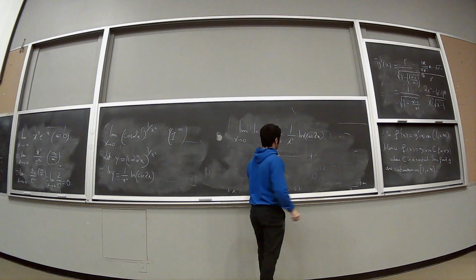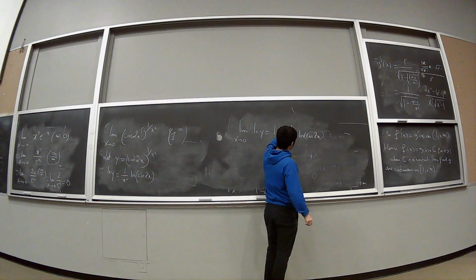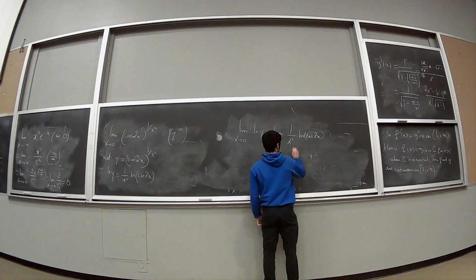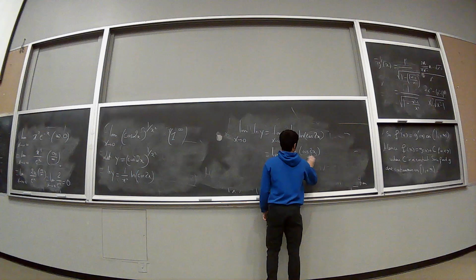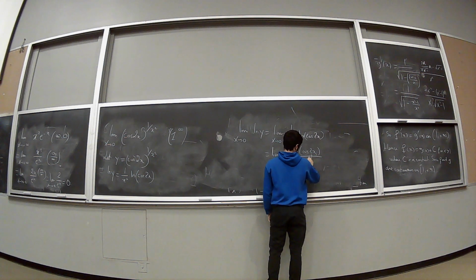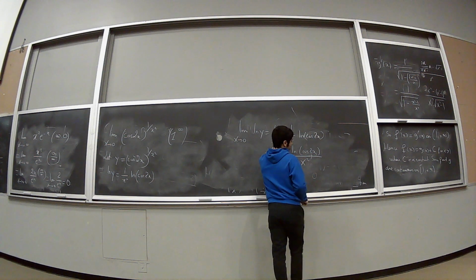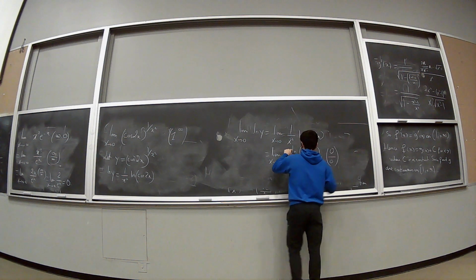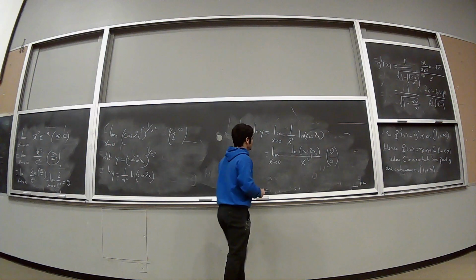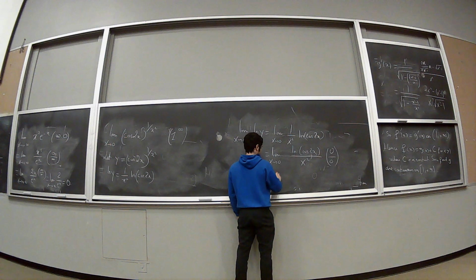Well, let's write it as a quotient, right? Because this is infinity times 0, so I cannot apply L'Hopital's rule. But if I write it as a quotient, I will be able to. Ln of cosine 0 is ln of 1, which is 0, and x squared as x goes to 0 is 0. So I can apply L'Hopital's rule.